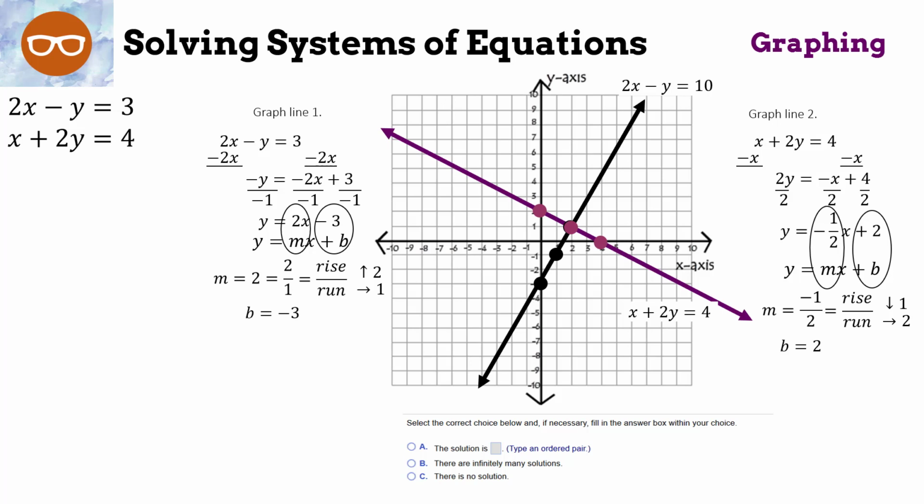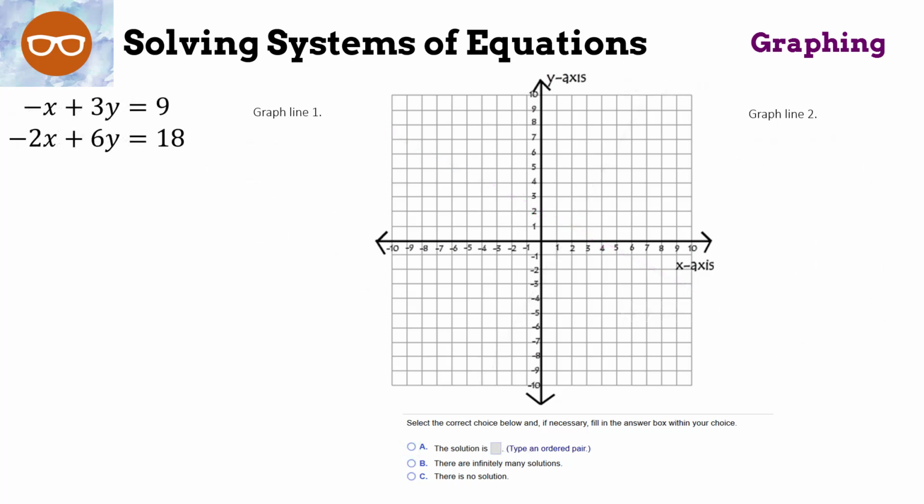Let's look at our possible answers. Select the correct choice below and, if necessary, fill in the answer box within your choice. This one has a solution because they intersect. Answer is A. The solution is (2, 1) because that's where they intersect. It's super important when you're doing this to make sure you write your ordered pair in parentheses, especially if you're using a computer program. If you don't, it'll be marked wrong because an ordered pair is always in parentheses. Let's look at another one.